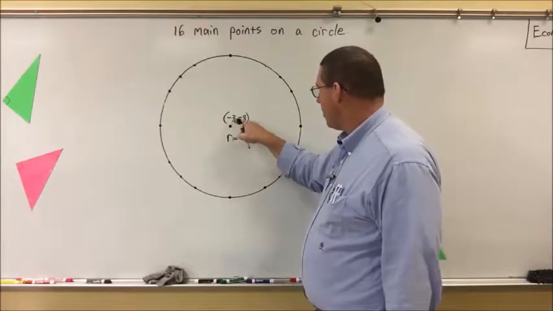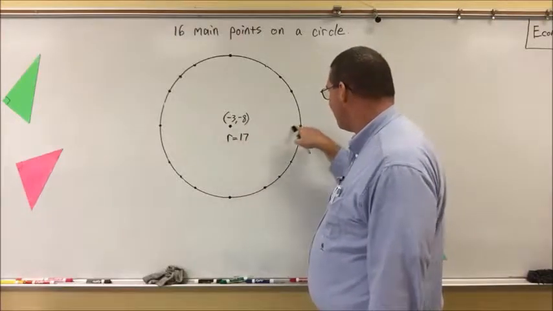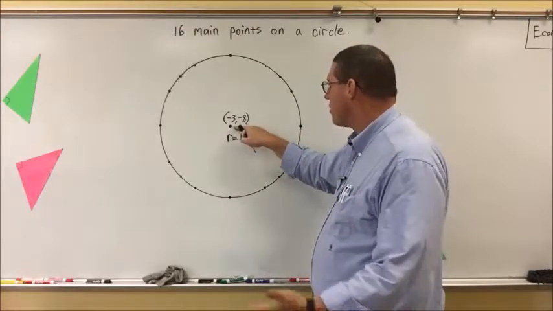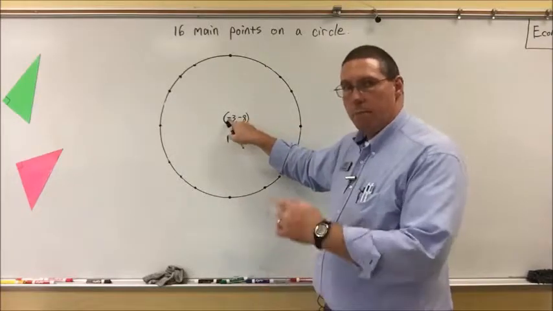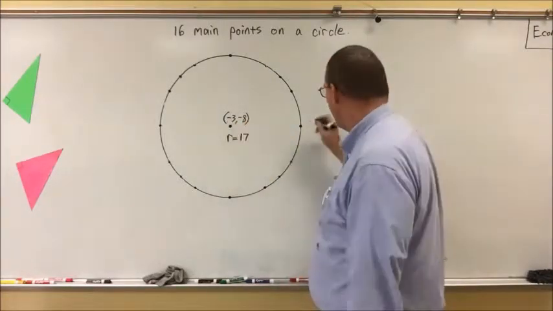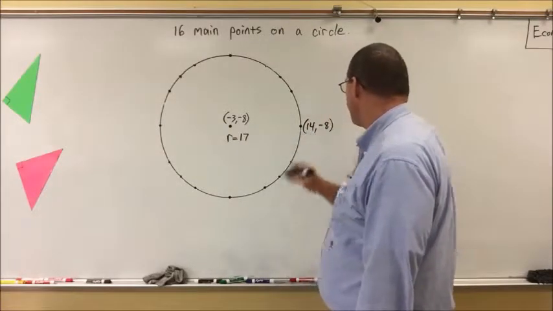This point right here is -3 and -8. To go to this point, I'm going a radius of 17 all the way over here. I'm increasing the x-coordinate by 17. So -3 plus 17 is 14. So I know that this point over here is the point 14 and -8.